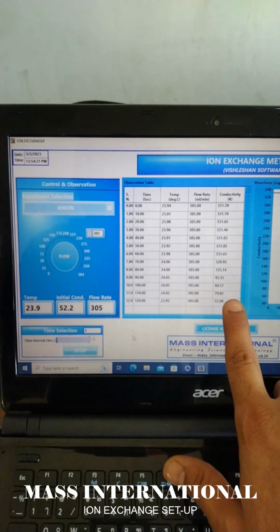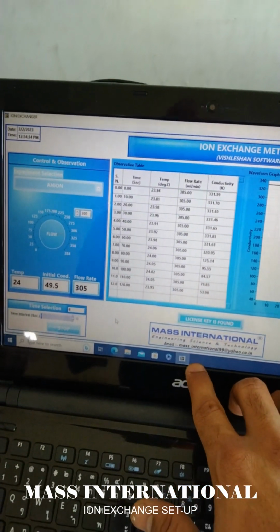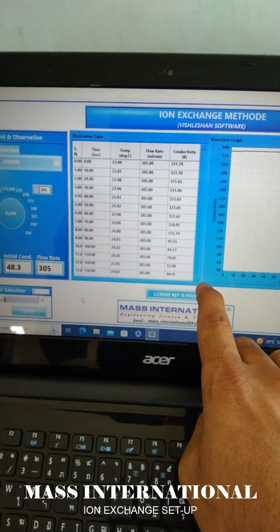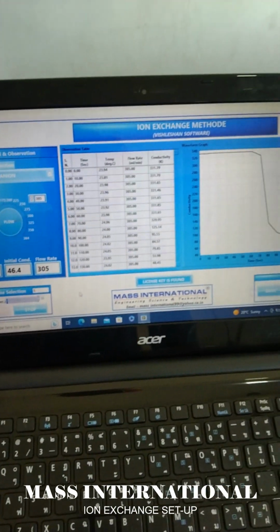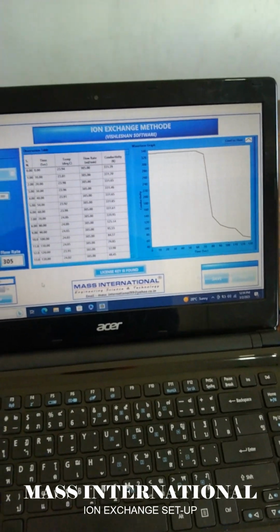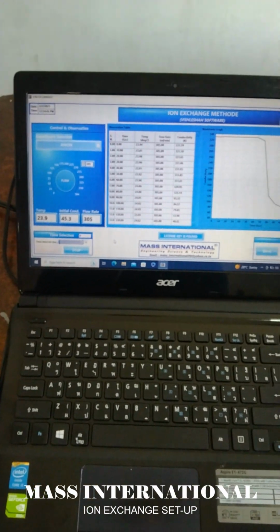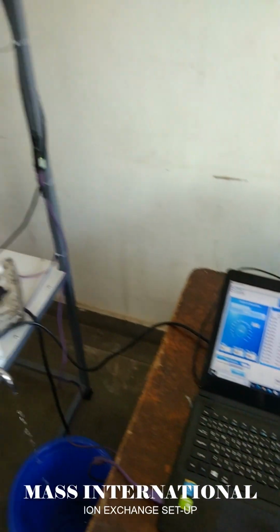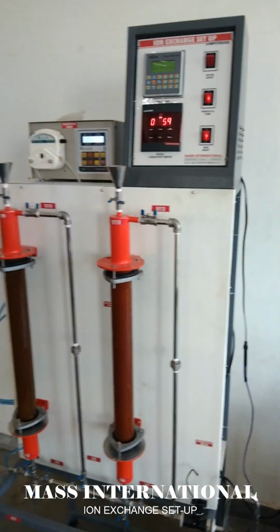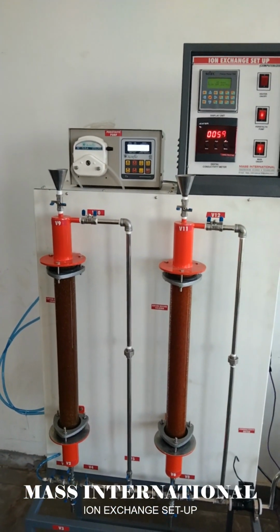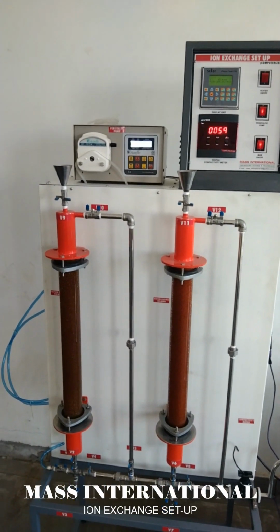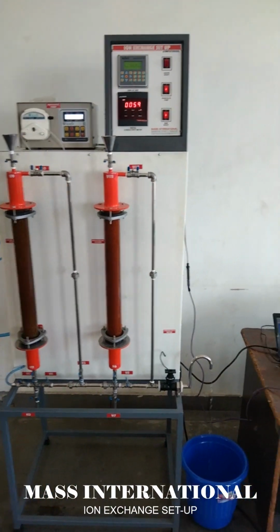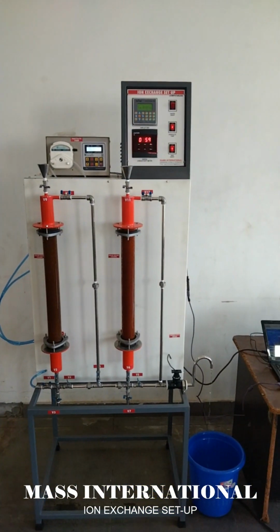When we pass hard water through the cation and anion resins, it softens and its conductivity decreases. So that is the experiment of our cation and anion exchange apparatus, which directly logs data in the computer through the data logging software. Now we have to check with different flow rates how the conductivity decreases or increases with flow rate. This is our experiment of today. Thank you.